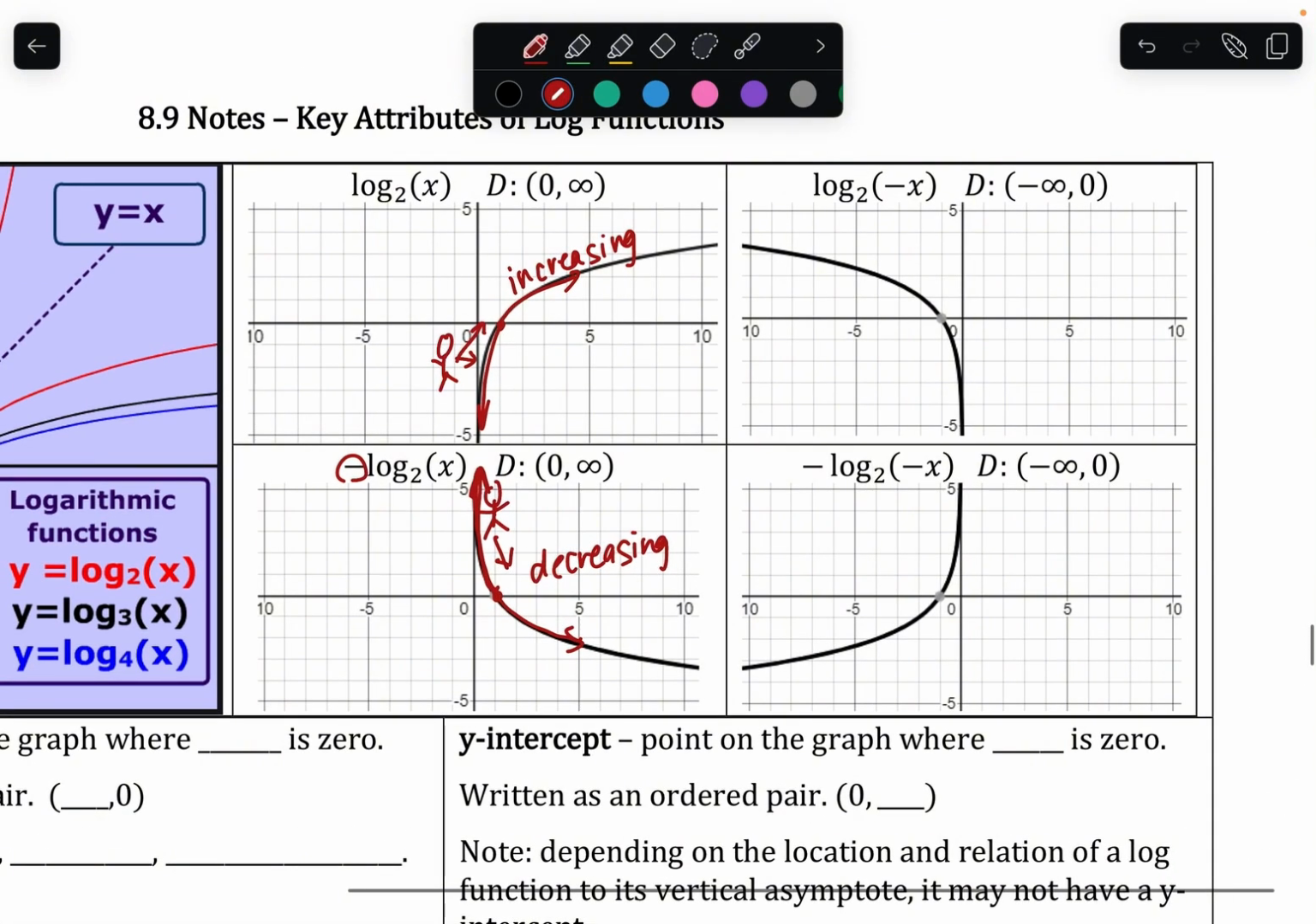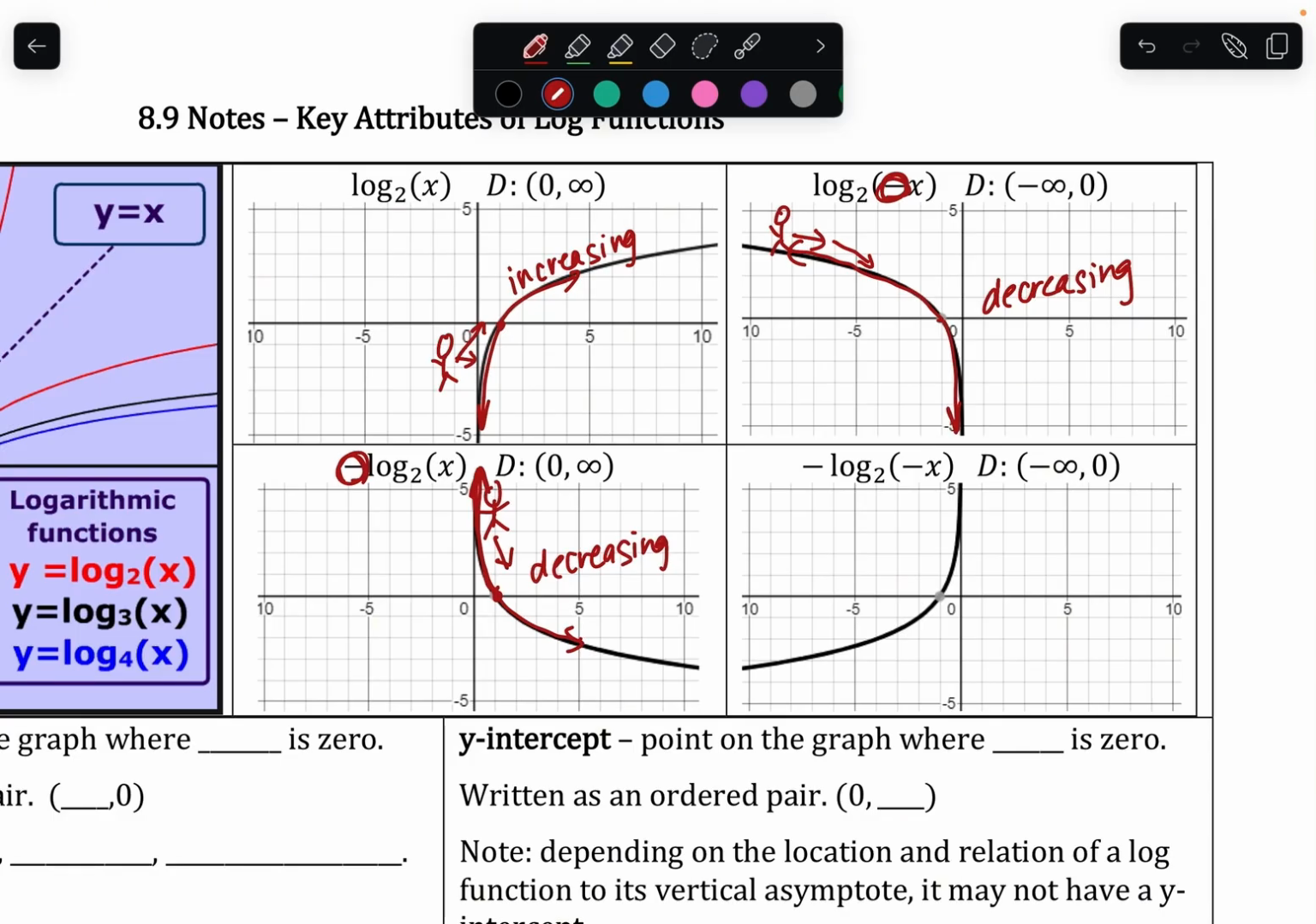Okay, same with the reflection across the y-axis. It's still tail down, but now it's facing to the left. And so as this person travels along the curve, he is descending down the mountain. So this would also be a decreasing function. So anytime you have one reflection, whether it's across the x-axis or across the y-axis, it's going to result in a decreasing function.